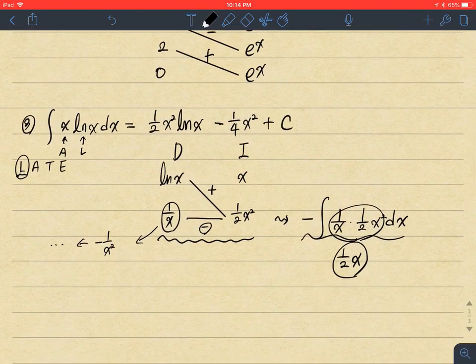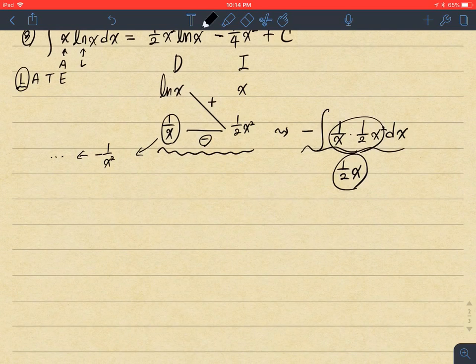Okay, so let's go to the fourth problem. Get the antiderivative of x squared log x dx. So simple.